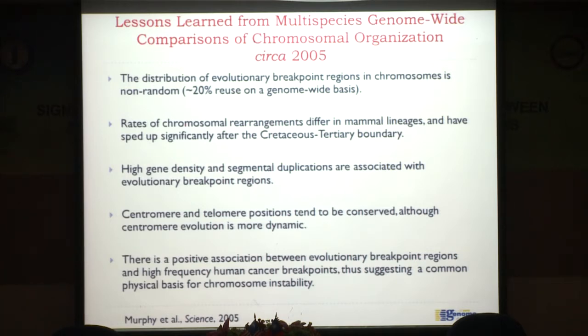We also showed that the rates of rearrangements could differ in the different mammalian lineages. And a very interesting observation at the time was that the mammalian radiation really exploded about 60 million years ago, which coincided with the time of the great meteor impact, the Cretaceous-Tertiary boundary. So a great period of expansion in the numbers of species and their adaptations occurred at a time where genome evolution, chromosome evolution, was shown to be rapidly increasing by these studies.